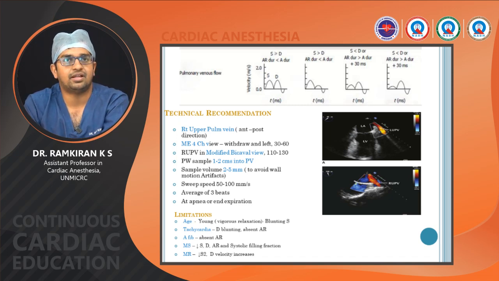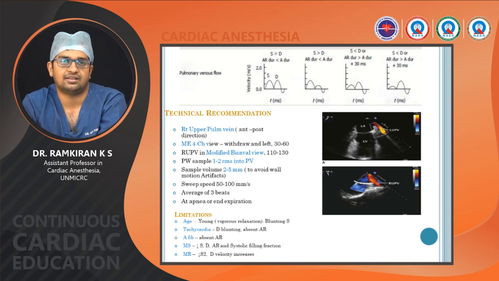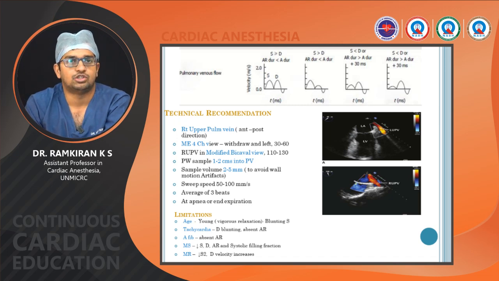The pulse wave sample should be placed 1 to 2 centimeters inside the pulmonary valve, with a sample volume of 2 to 5 mm and a sweep speed of about 50 to 100 millimeters per second. Take an average of 3 beats at end expiration. So what are the limitations?